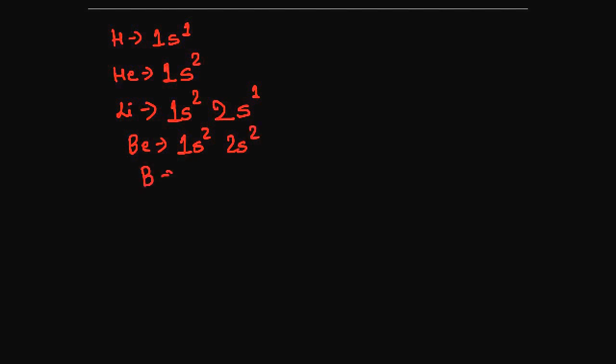Now boron. Boron has 5 electrons, so 1s2. Now we know that s orbitals can accommodate up to only 2 electrons, but the p orbital can accommodate up to 6 electrons. So we will not be shifting the principal quantum number. We are still in principal quantum number 2, but we will be shifting our orbital to 2p1. Now carbon, for carbon 1s2, 2s2, 2p2, because it has 6 electrons.